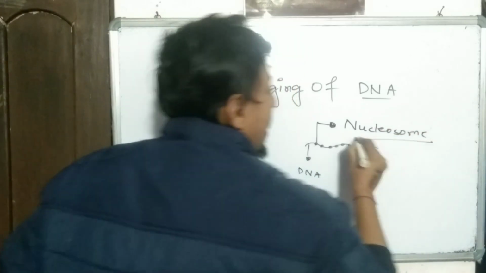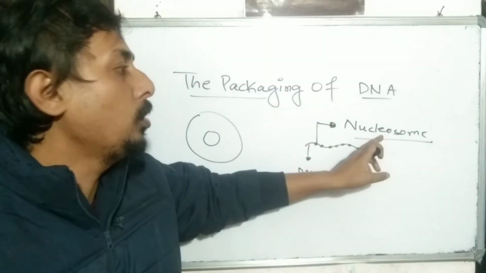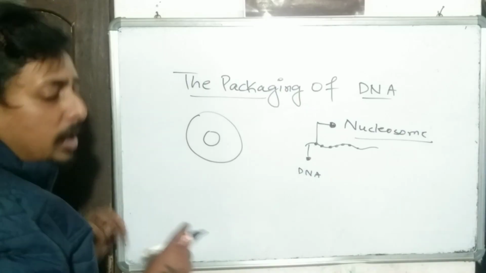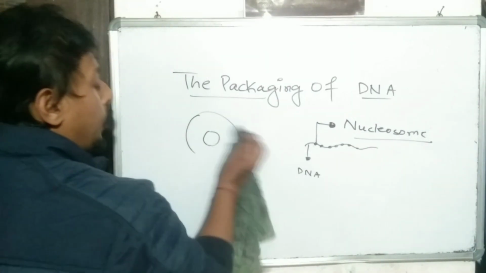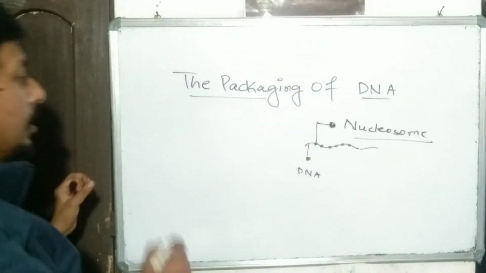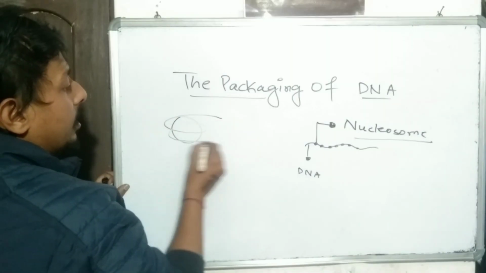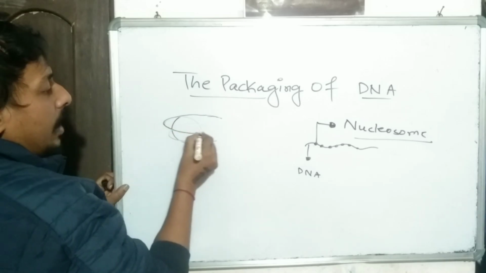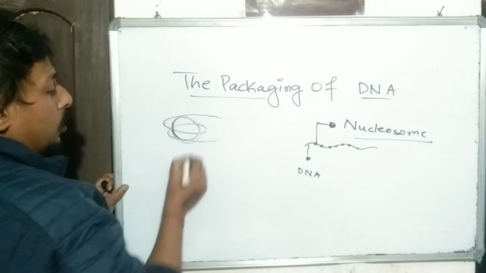Nucleosome. So the very first thing in the concept of packaging of DNA, I want to tell you about the nucleosome. What is a nucleosome? A nucleosome is basically made up of DNA and protein. What happens for packaging of the DNA? The long DNA is wrapped around a protein. This is the structure: this is the DNA, and it is wrapped around a protein. This protein is called histone.